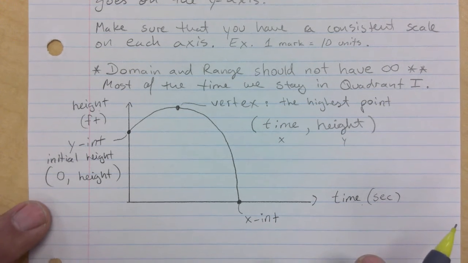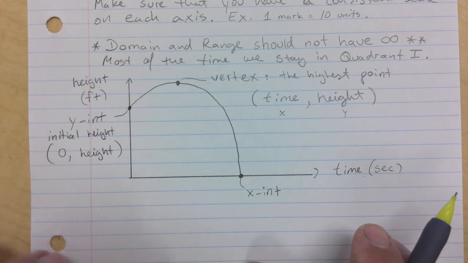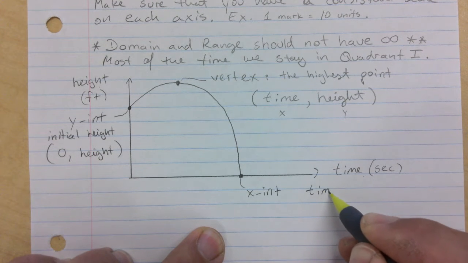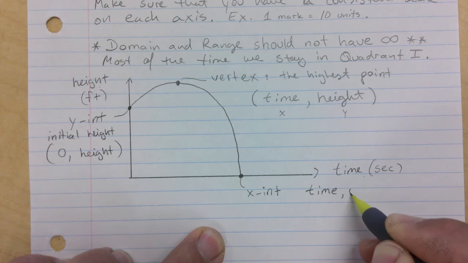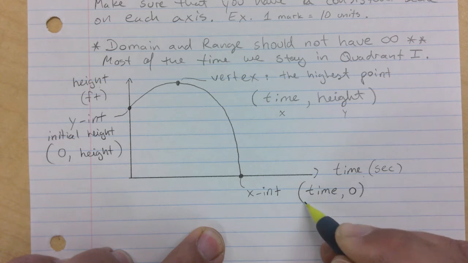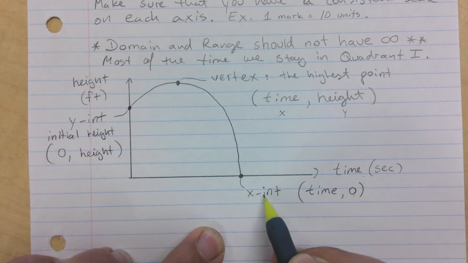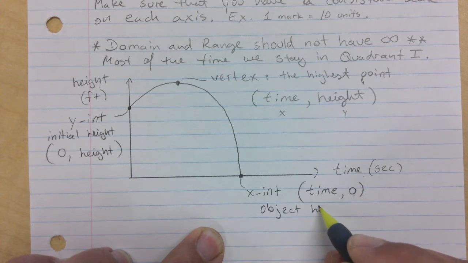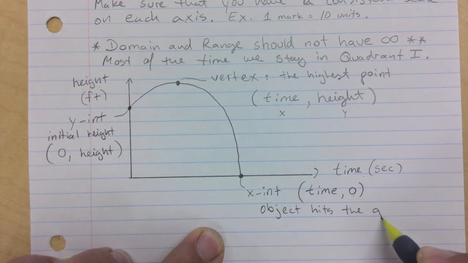And the x-intercept would be the time at which you hit the ground, right? So the y value at this point would be 0, and that's where the object hits the ground.